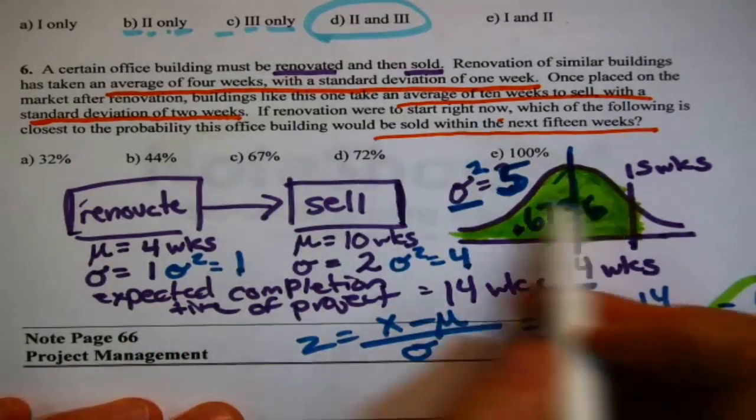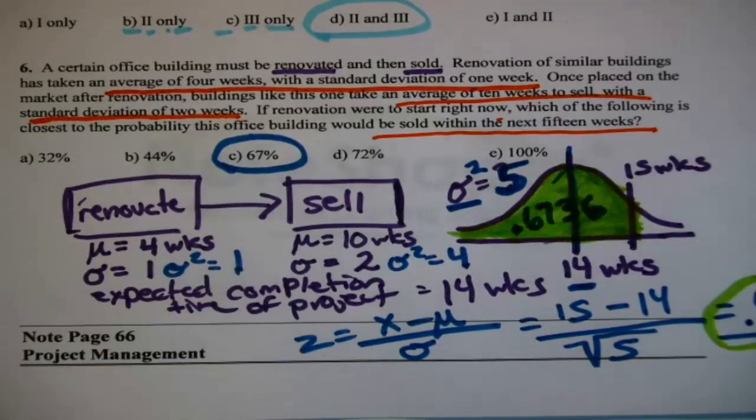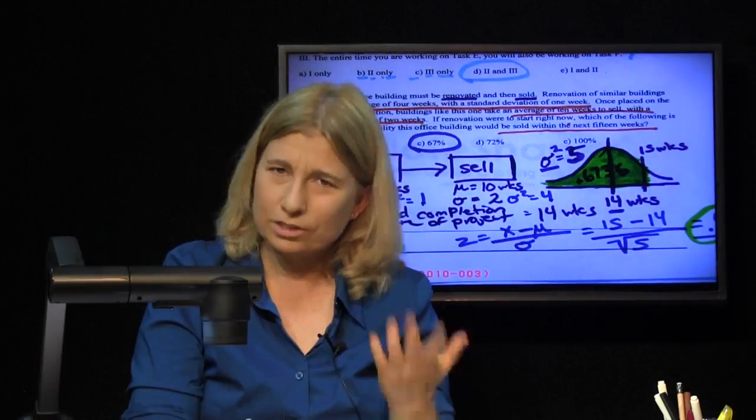Oh, cool, wait a minute, and that is actually exactly what they're asking for, right? Probability of being sold. Which is to say 0.6736 is 67%.